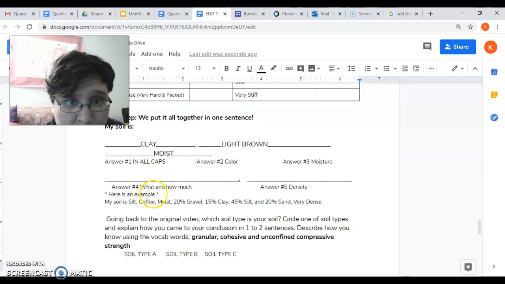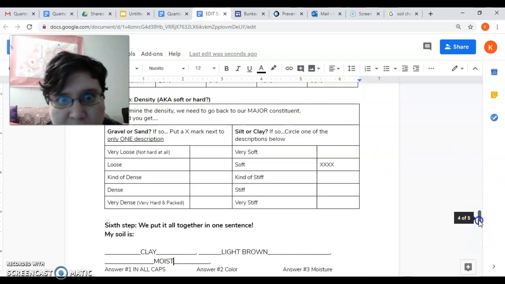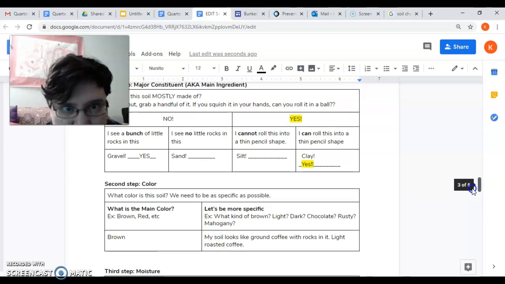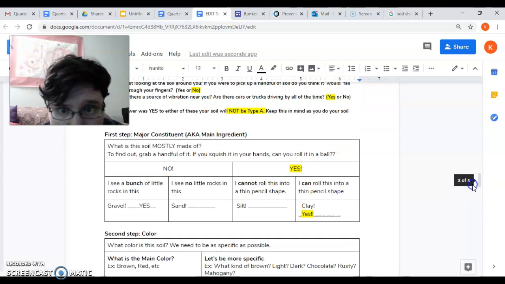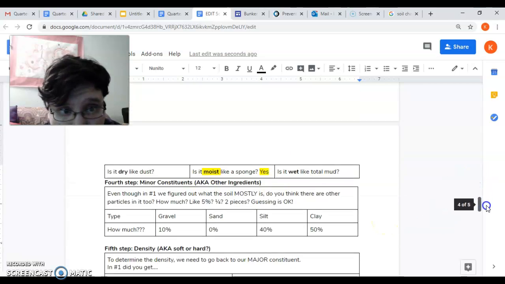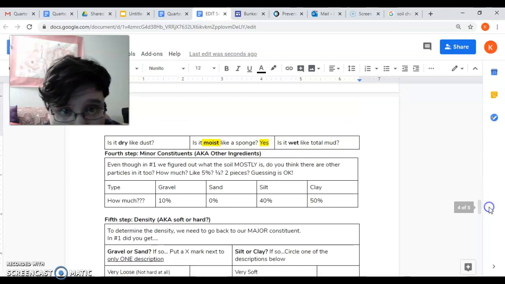For 4, what and how much? For answer 4, that was our percentages. And I said, oh, sorry, that was step 1. What am I thinking here? There we go. What and how much?